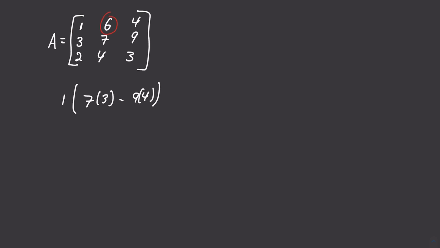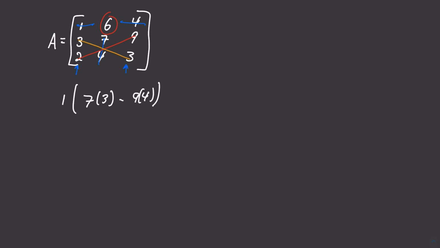Select our 6 term here. And this is a little bit tricky because the numbers are on the opposite side of the matrix here that we're selecting. Remember, we're canceling out this top row and this middle column. But what you can do is draw your lines across like this.